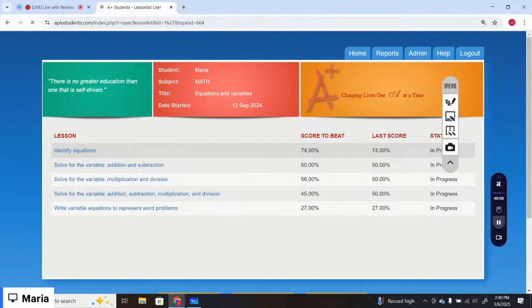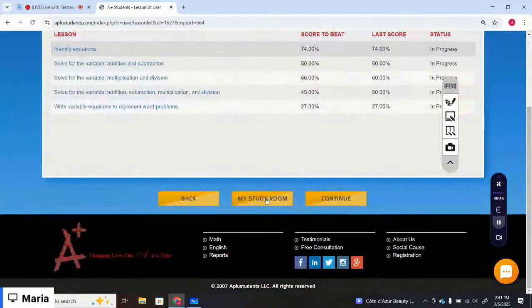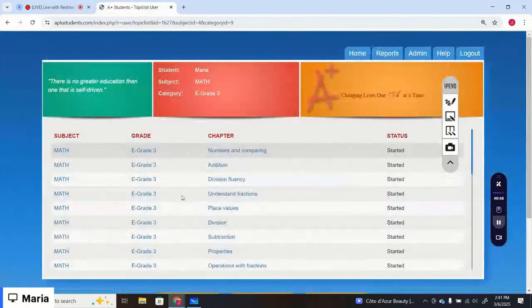So we were working on grade 3 math. The chapter we're working on is equations and variables. The lessons we have covered today are identify equations, solve the variable addition and subtraction, solve the variable multiplication and division, then solve the variable addition, subtraction, multiplication, and division, which you have to do on your own. Write variable equations to represent word problems, that's the one we just finished. So please make sure before the next session you complete all the practice questions for the lessons we just did. That is your homework until the next session.